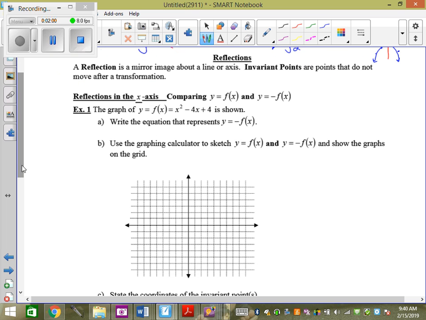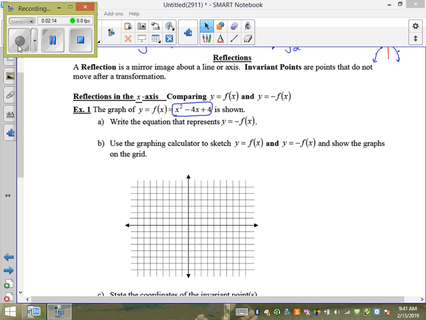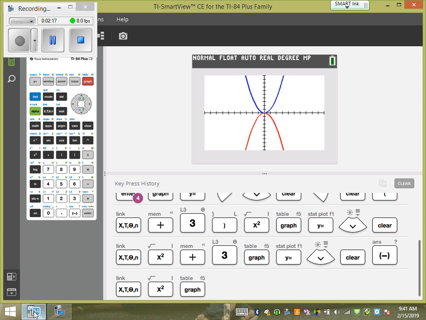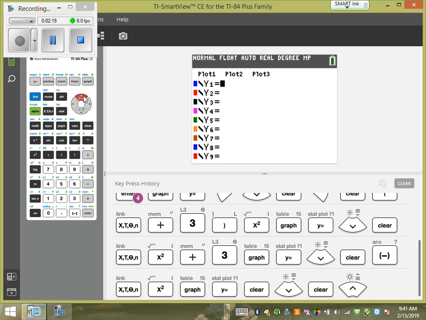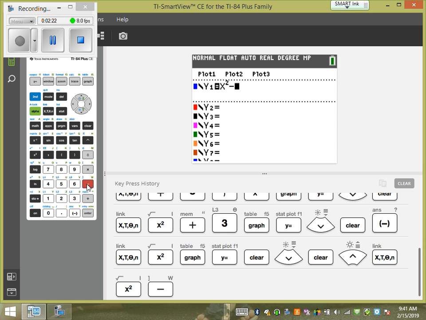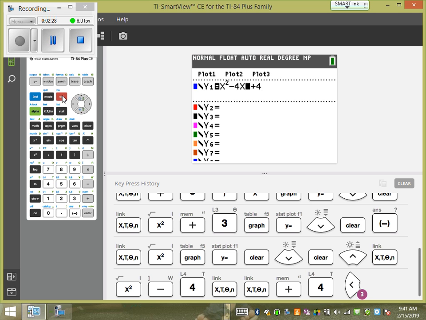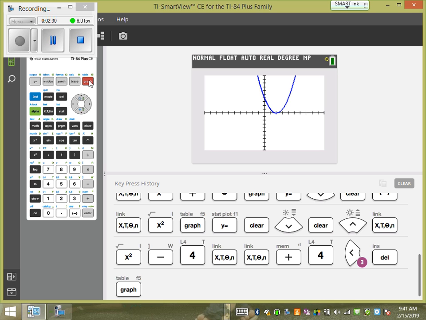So what I want you to do for this one right here is type this into your calculator and draw the graph of f of x down here. It's x squared minus 4x plus 4. So if we press graph, we can see it, right? Do you know how to accurately get the minimum? Do you remember? And this is a minimum, not a maximum, right? Because it's the lowest you go.